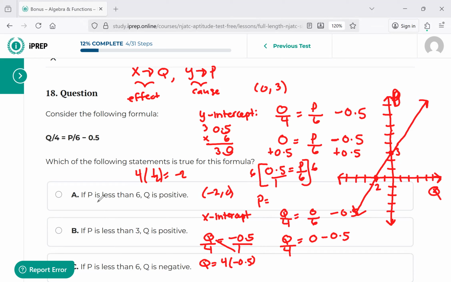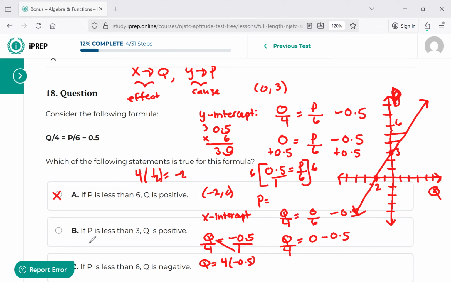If p is less than 6, p is the y-axis, right? Here's 3, 4, 5, 6. Here's 6, and less than 6 means like 5. The q is positive. That is sometimes true because at 5, your q is positive. 4, positive. 3, positive. But once you get below 3, like 2, the q becomes negative. So that's why it's not always true.